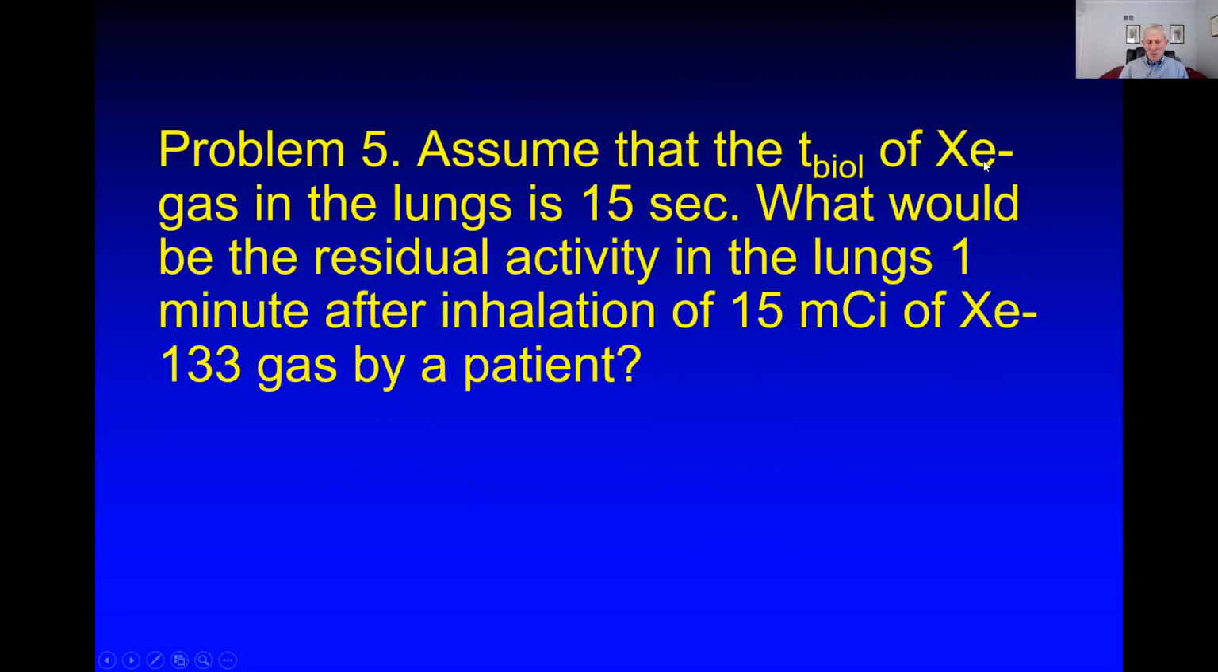Assume that the biological half-life of xenon in the lungs is 15 seconds. Now, we know that xenon has a 5-day physical half-life. That's much, much, much longer than 15 seconds. So in that extreme case, T effective is going to be equal to 15 seconds. Okay, everybody following okay? T effective is 15 seconds.